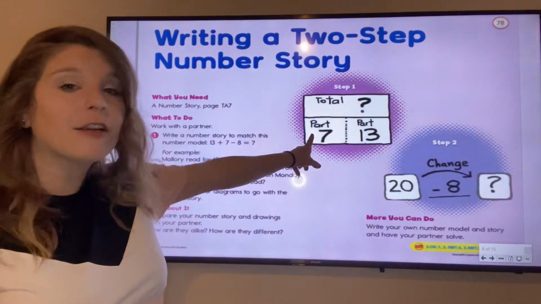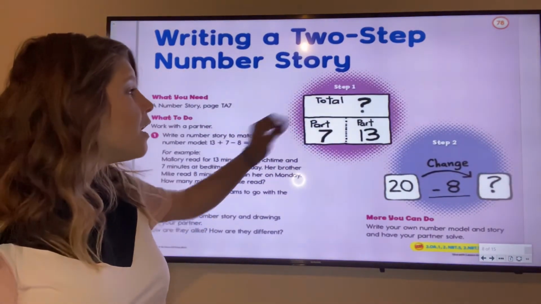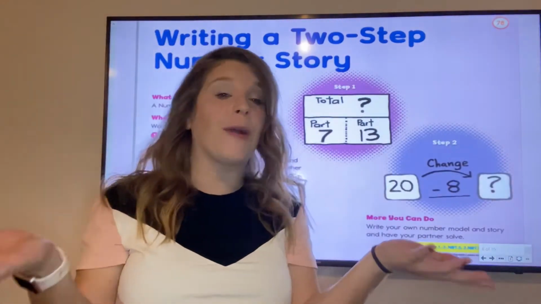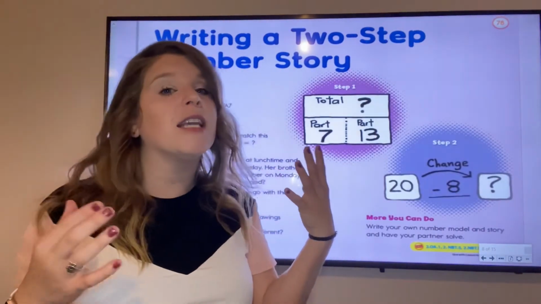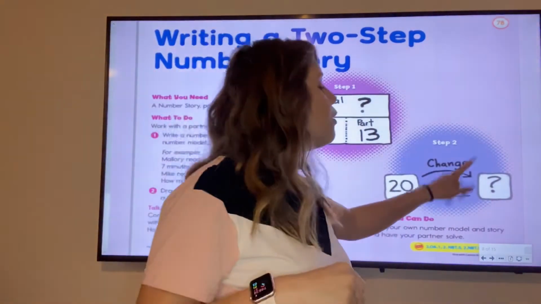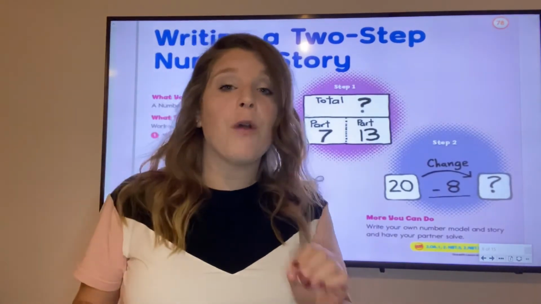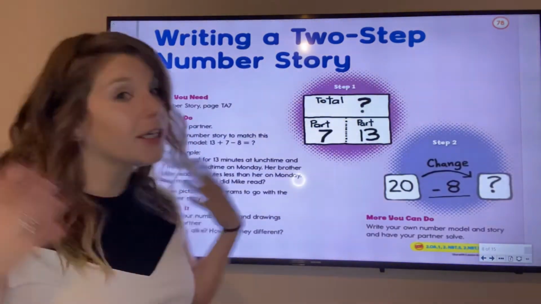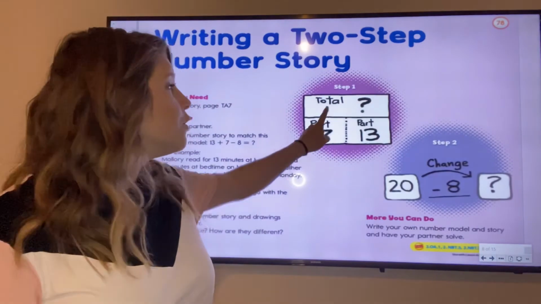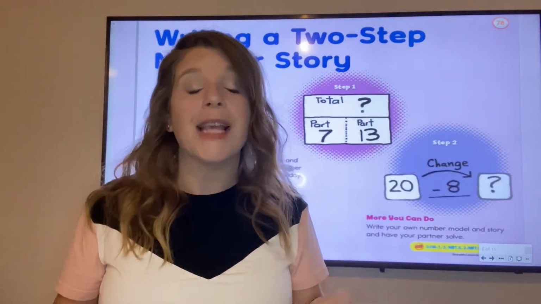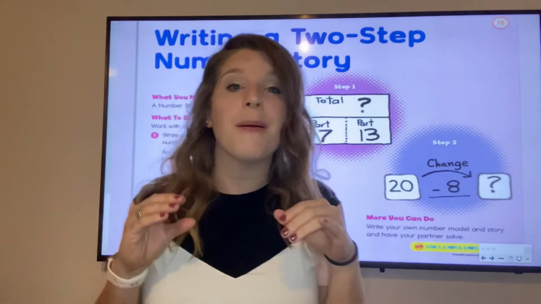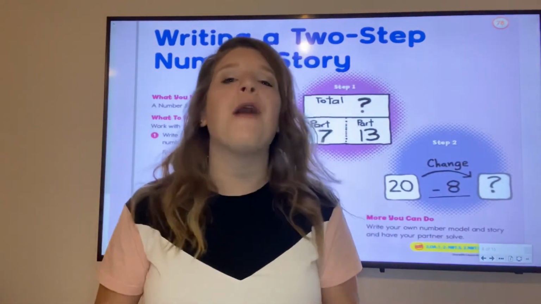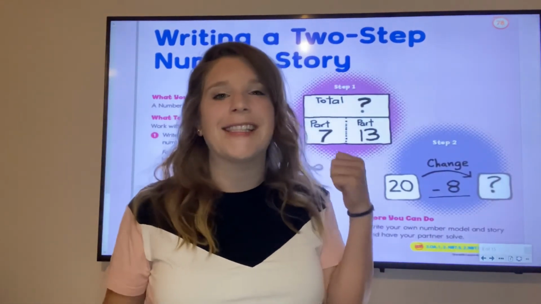If you notice over here, they did go ahead and use the parts and total for the first part because you were trying to figure out her total minutes read. And then we know that something changed. Her brother read less, so they subtracted 8. So I want you to not only write your number story just like this, you already have the equation, but I also want you to go ahead and draw the diagrams. And you could even draw a picture of your word problem, or you could even act your word problem out with someone in your family. That would be a really cool way to do this assignment, okay?